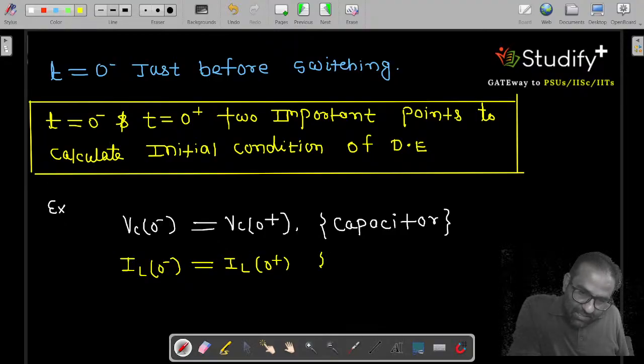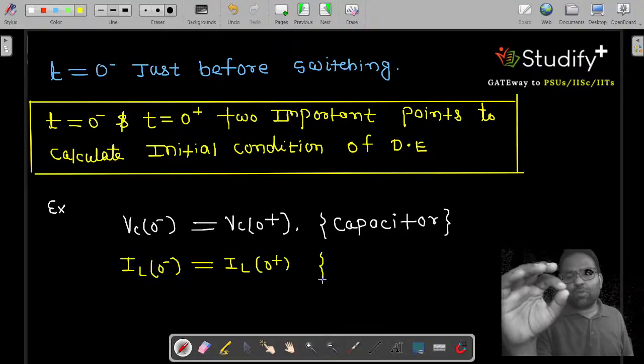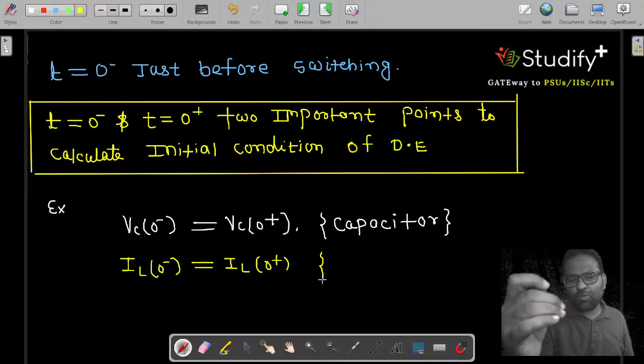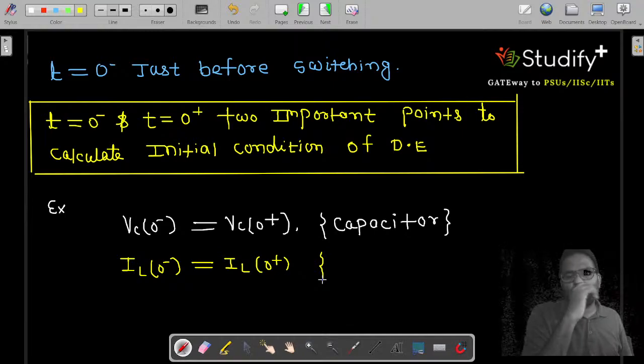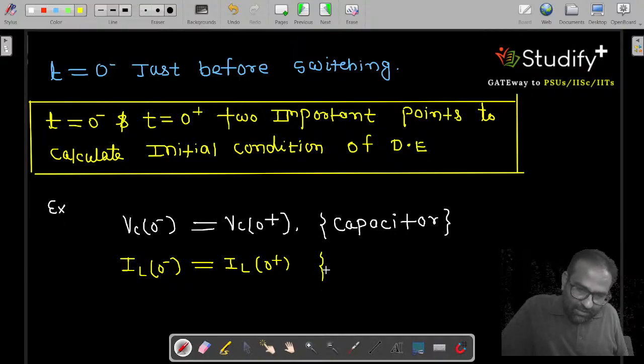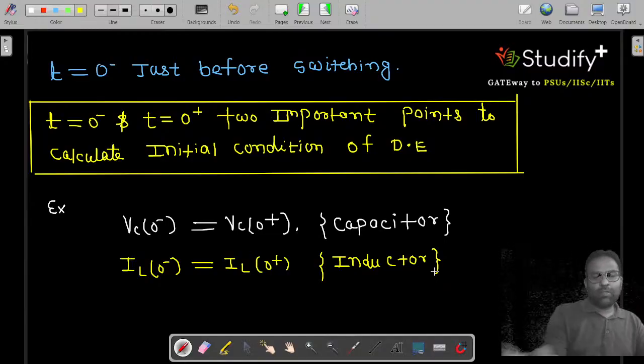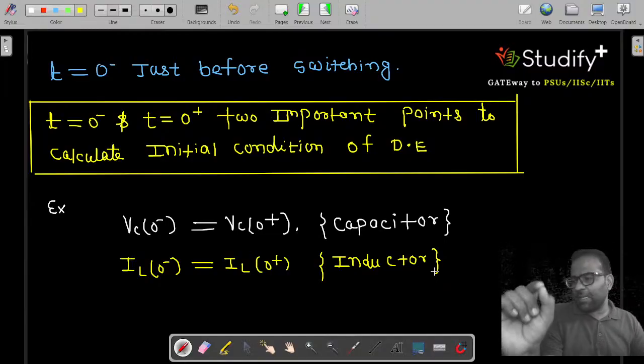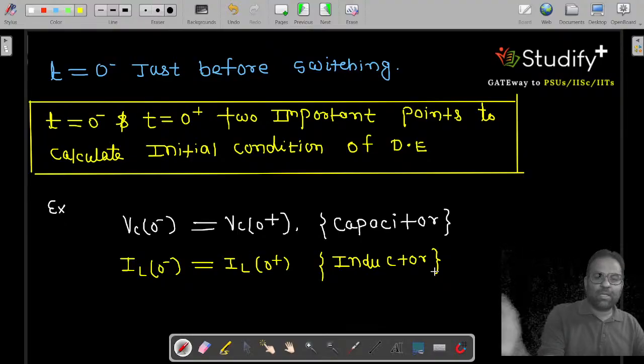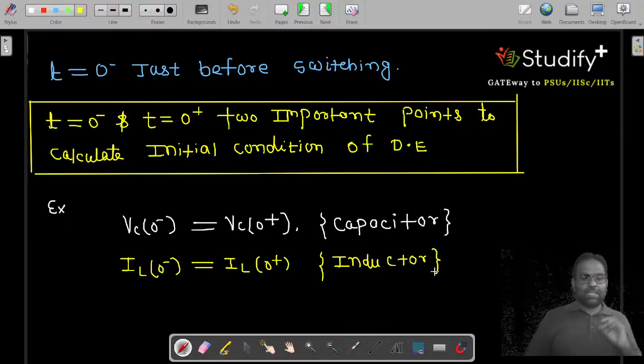So we are copying this data from t equal to 0 minus to t equal to 0 plus, or just before switching to just after switching. This condition is true because a capacitor stores energy in the form of an electric field or voltage, so you can copy the voltage of a capacitor, and in case of an inductor you can copy the inductor current. What is the significance of this point? The significance is to calculate the initial condition.